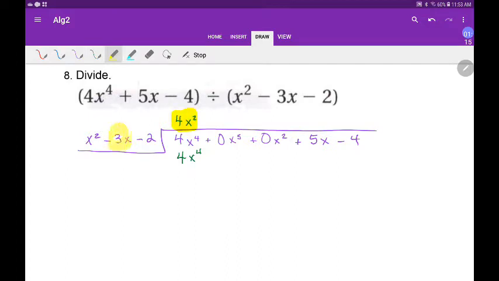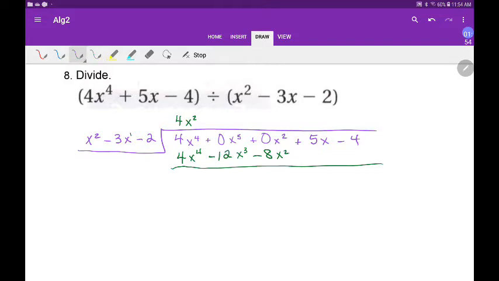But then I have to keep going, and I have to say times minus 3x. Okay? So negative 3 times a positive 4, that's a negative 12. And x to the 1 times x to the second, that's x to the third. So I'm lining up with the x to the third. And then since I have 3 terms in my divisor, I got to multiply by that third term as well. Negative 2 times 4 is negative 8, and I'm lining it up with the x squared, because that's what I have, x squared. So it's a good thing I left room for those places there.